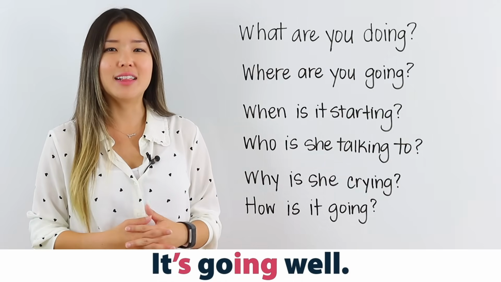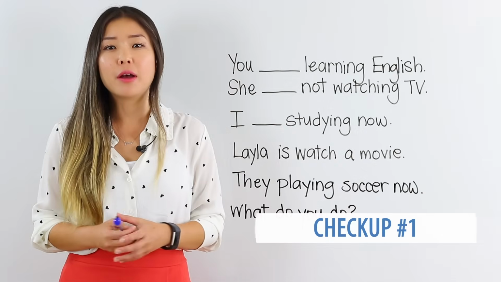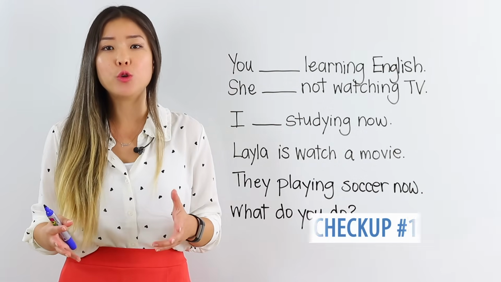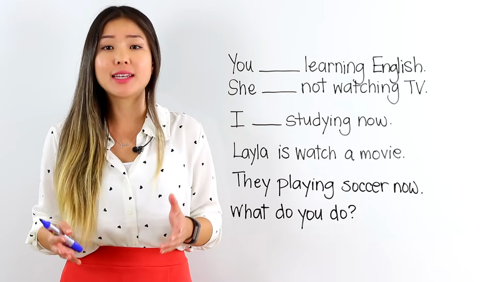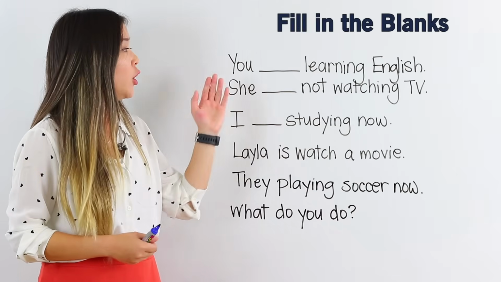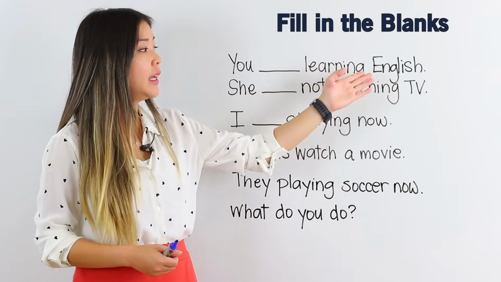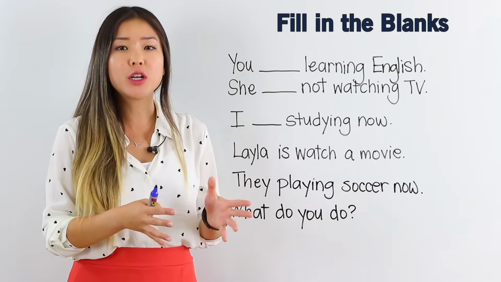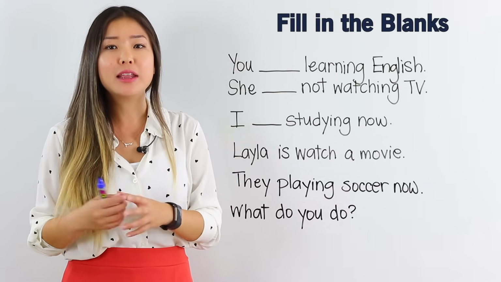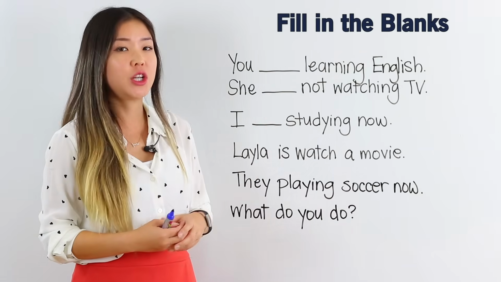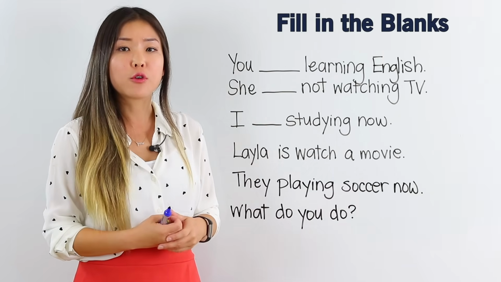It's going well. For this checkup of the present continuous tense, we'll look at how this tense can be used to describe an action that's happening right now. Let's take a look at the first sentence. You blank learning English. Remember, for this tense, we start with the subject and the be verb, and then the verb ing.